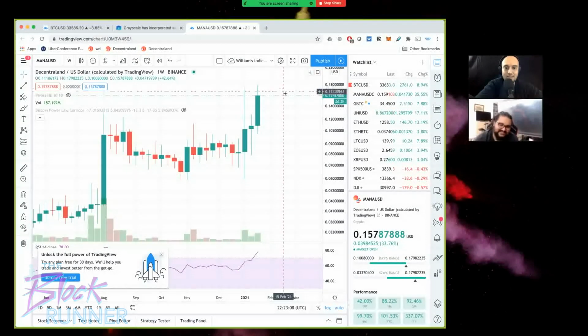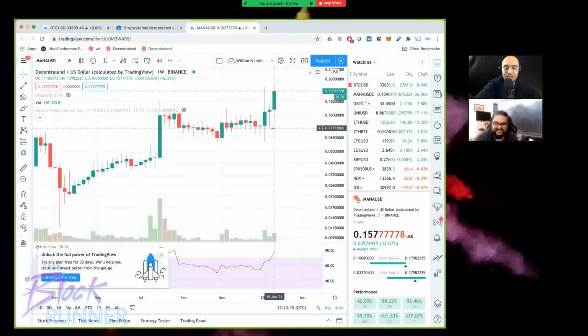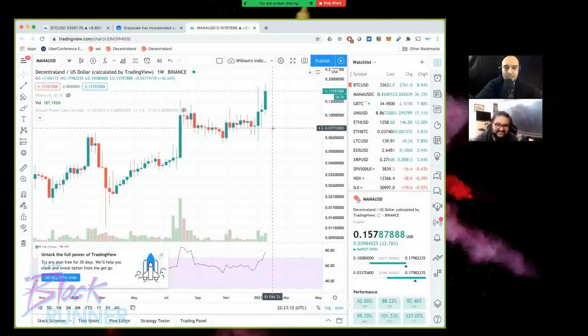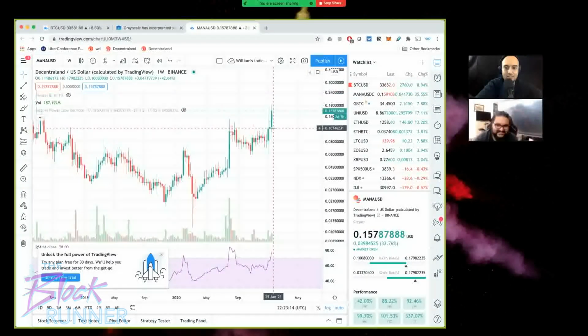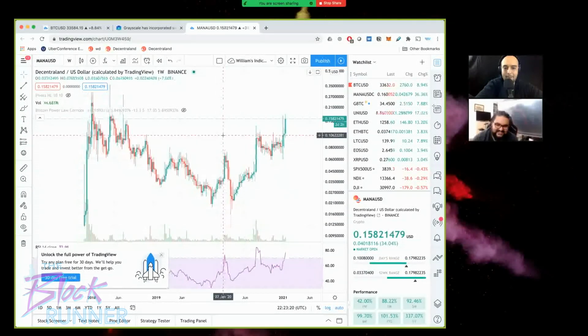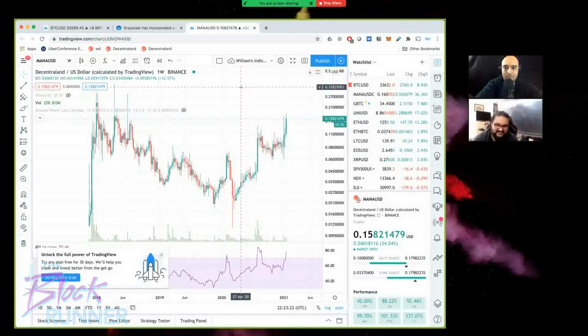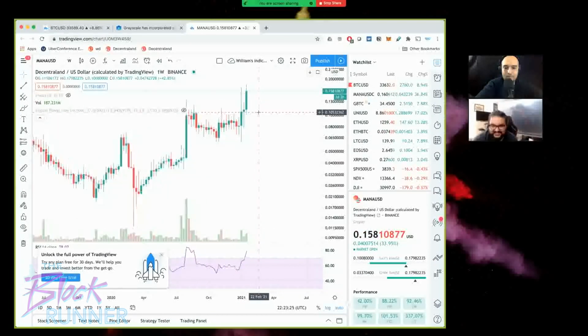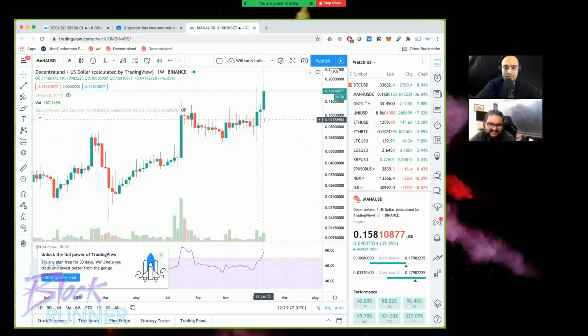So this is good for Decentraland. We're seeing a nice little pop. It's on a run since COVID, dude. I guess everything is. But yeah, it's good overall to see Decentraland grow and sustain.